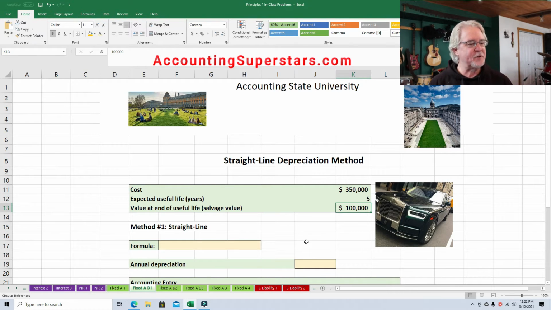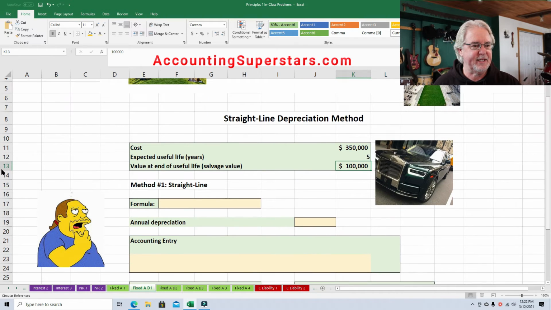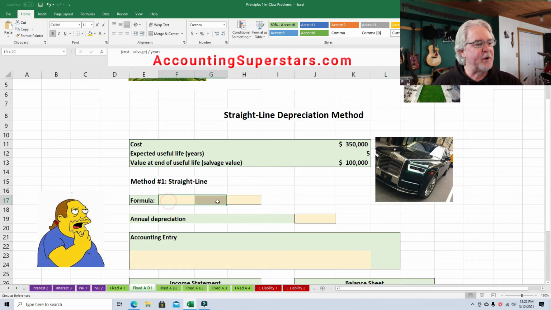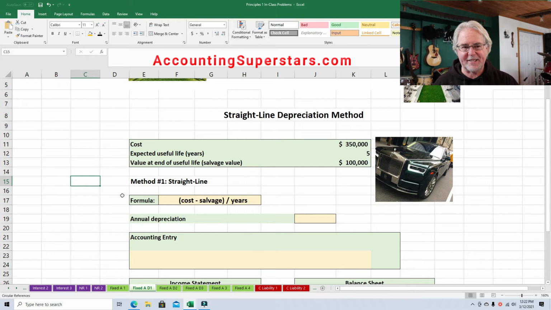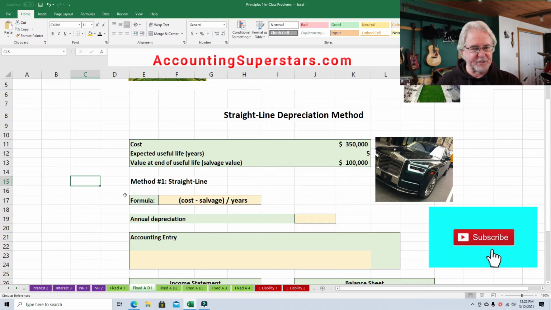So here we go, folks. Here's the formula to figure out straight line depreciation. It's really easy, guys. And by the way, what we're doing when we calculate depreciation, we're figuring out how much we're going to expense this car each year. That's really what we're doing. We're expensing the car on a regular routine basis.